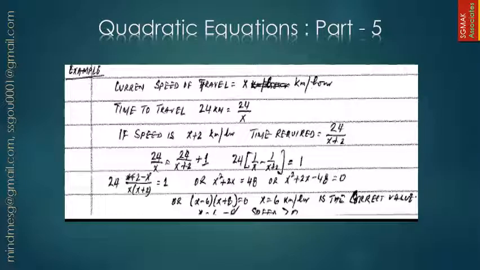Next example: the current speed of travel is x kilometers per hour. So the time to travel 24 kilometers is 24 over x. Now if the speed is increased by 2 kilometers per hour, the time required would be 24 over x plus 2, which would be less. As given, if you increase the speed by 2 kilometers per hour, you take an hour less.